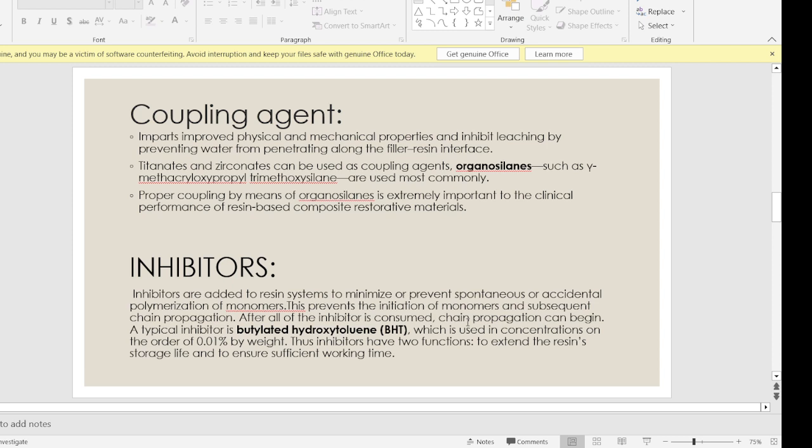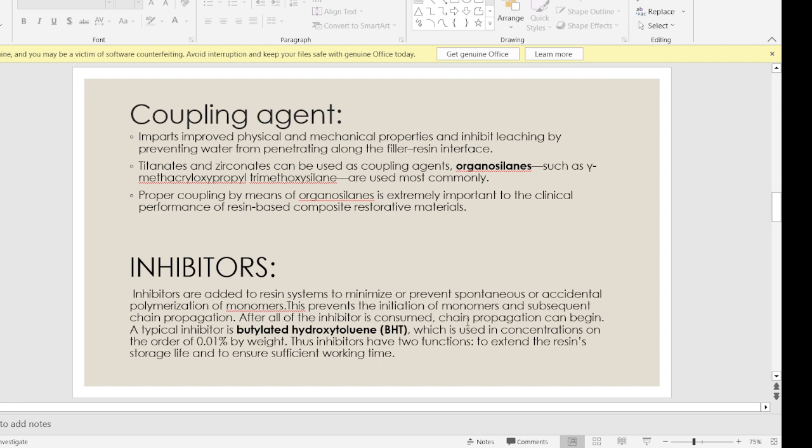And it also helps to improve the physical as well as mechanical properties of the composite, and it prevents water absorption and water penetration in the filler-resin interfaces. Now the next composition is the inhibitors.